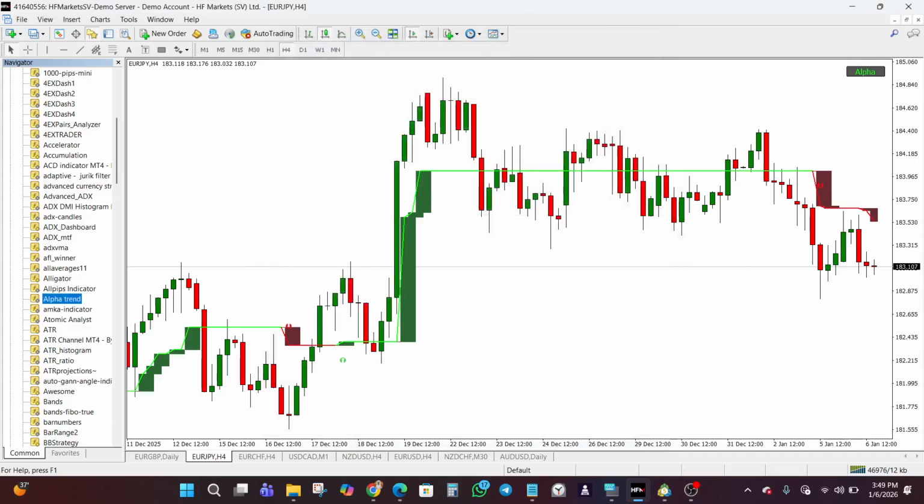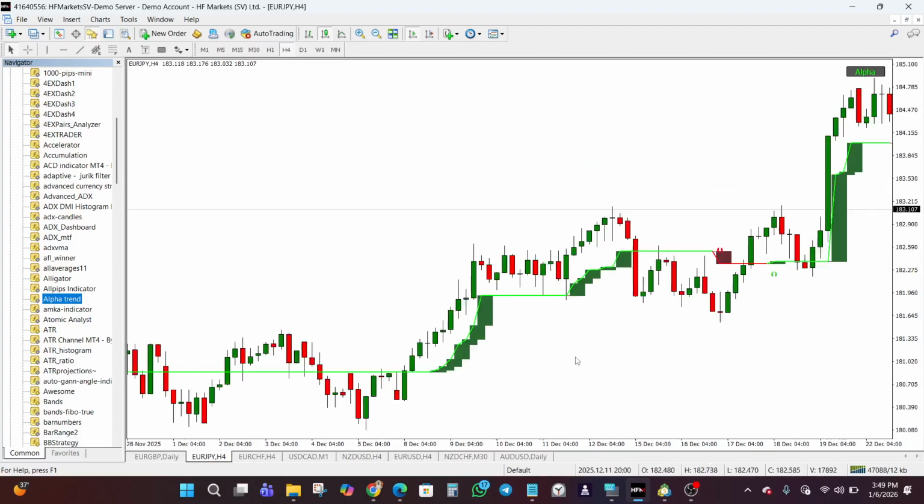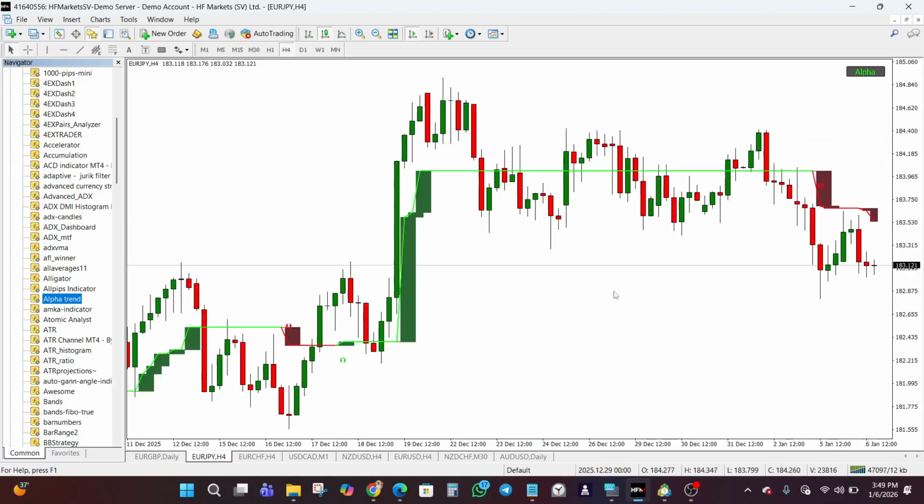Now you will notice that this indicator is a trend following indicator. It is built to identify market direction and help you to confirm trends, and find buy and sell opportunities. The indicator gives you precise buy and sell signals via the arrows. As you can see, when you get a green arrow, it's a buy signal. When you get a red arrow, it's a sell signal.